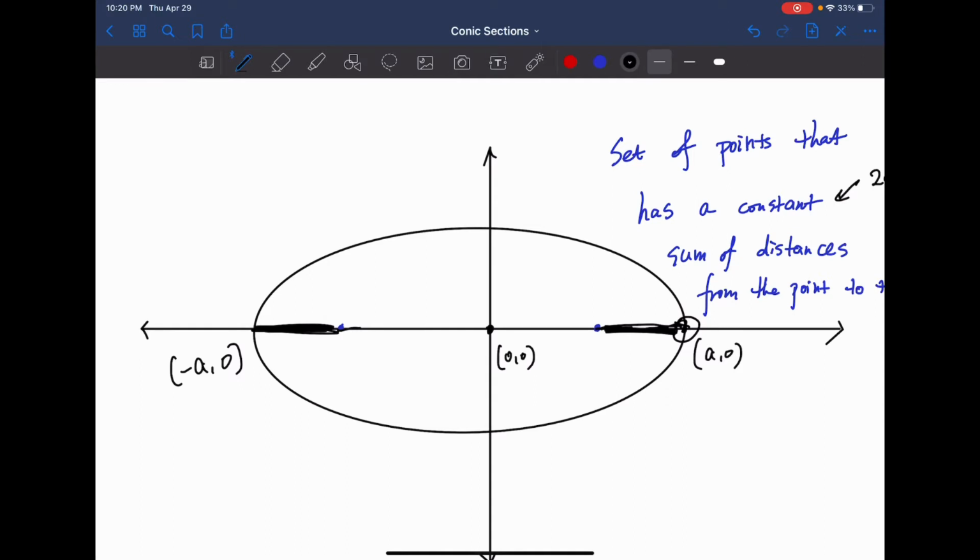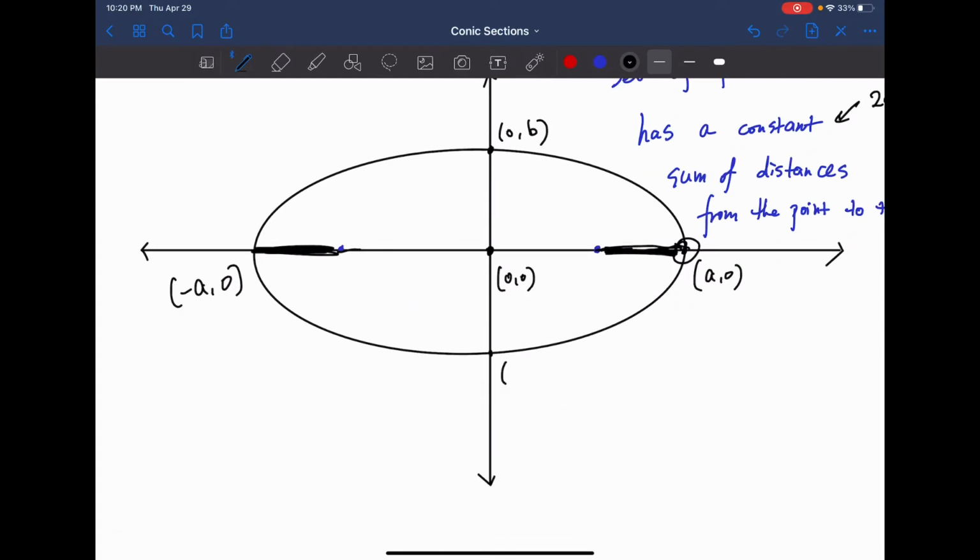And if the ellipse is like this, having a major axis on the x-axis, then this point would have a coordinate of 0, b, and this point would have a coordinate of 0, negative b. Now, we know that the sum of the distances would be a constant, which is 2a.